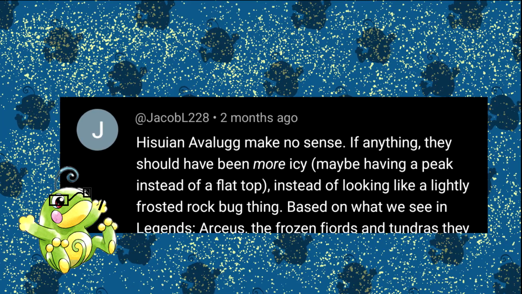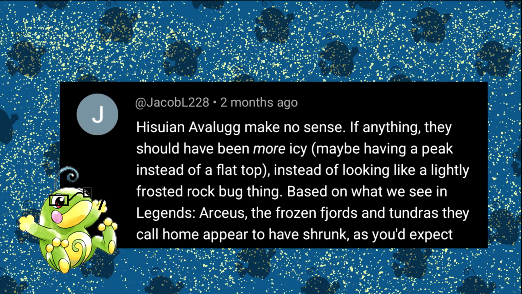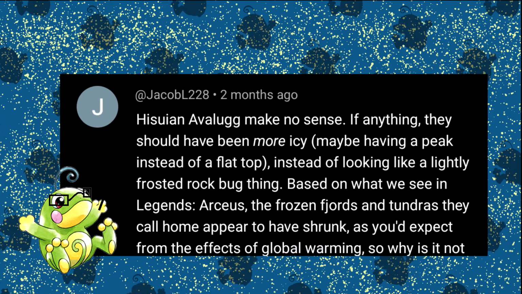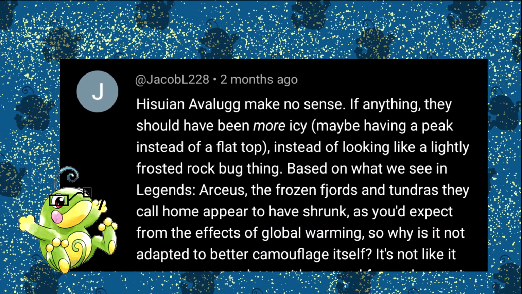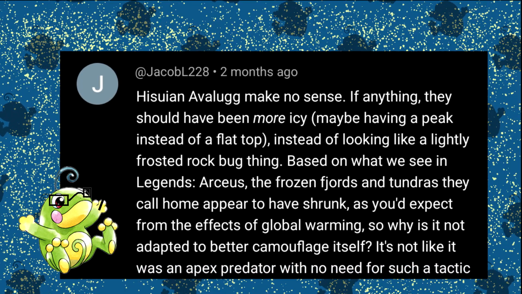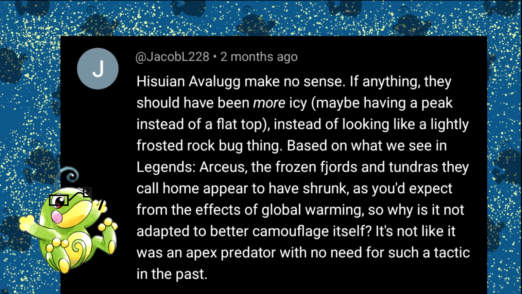Instead of looking like a lightly frosted bug thing, based on what we see in Legends Arceus, the frozen fjords and tundras they call home appear to have shrunk, as you'd expect from the effects of global warming. So why is it not adapted to better camouflage itself? It's not like it was an apex predator with no need for such a tactic in the past."